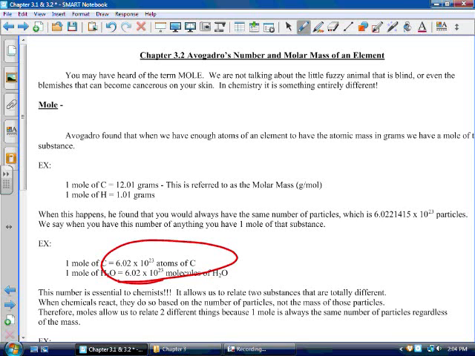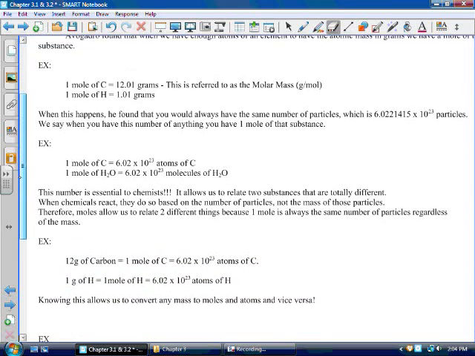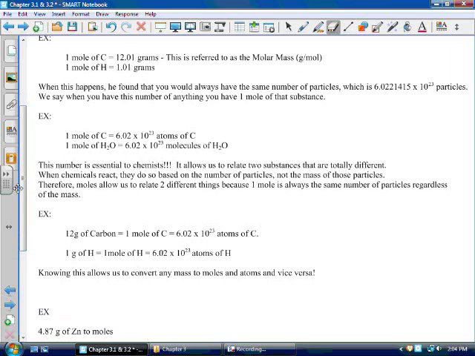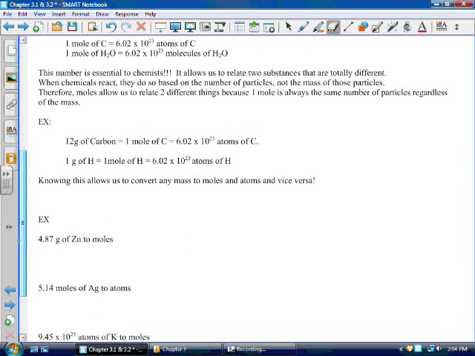1 gram of hydrogen is a mole's worth of molecules of hydrogen, which is 6.02 times 10 to the 23rd molecules of hydrogen. A mole's worth of carbon has a different mass, but it's still the same number of particles. So therefore, we can use the mole to relate different things. So 12 grams of carbon is 1 mole, which is also 6.02 times 10 to the 23rd atoms of carbon. 1 gram of hydrogen is 1 mole, which is also 6.02 times 10 to the 23rd atoms of hydrogen. Now, using these, we can learn how to convert grams to moles, and moles to molecules or atoms.